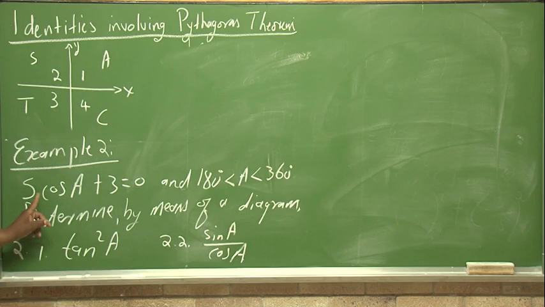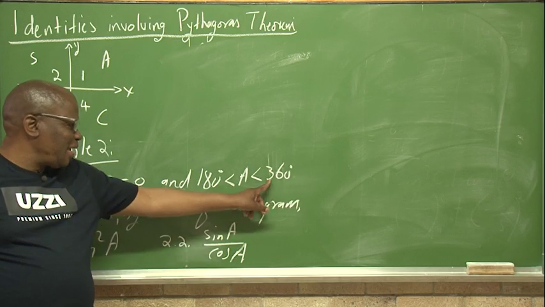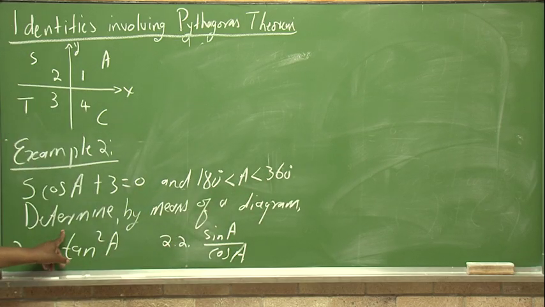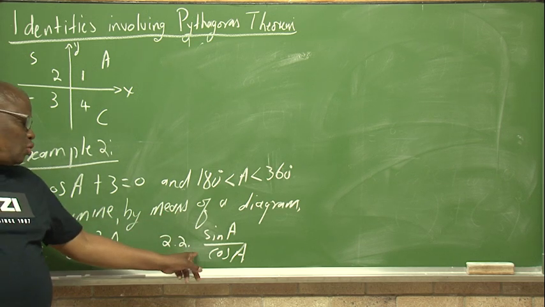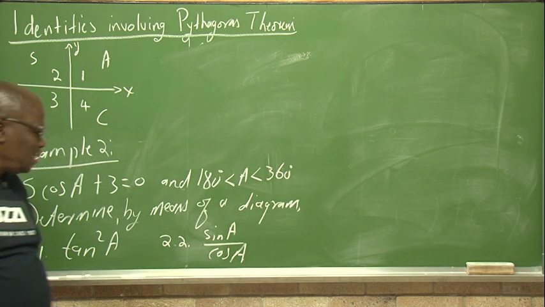Example 2. 5 cos A plus 3 is equal to 0, and A is greater than 180 but less than 360. Determine by means of a diagram: 2.1, tan squared A; 2.2, sin A over cos A. Let's solve the problem.